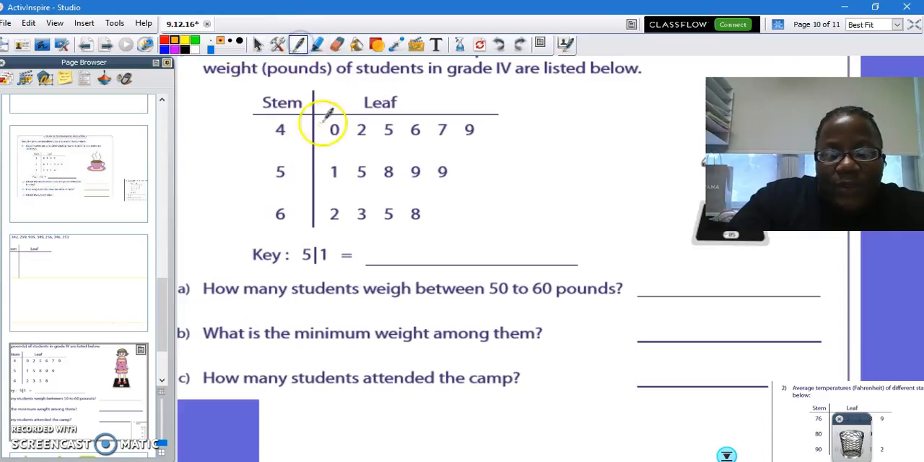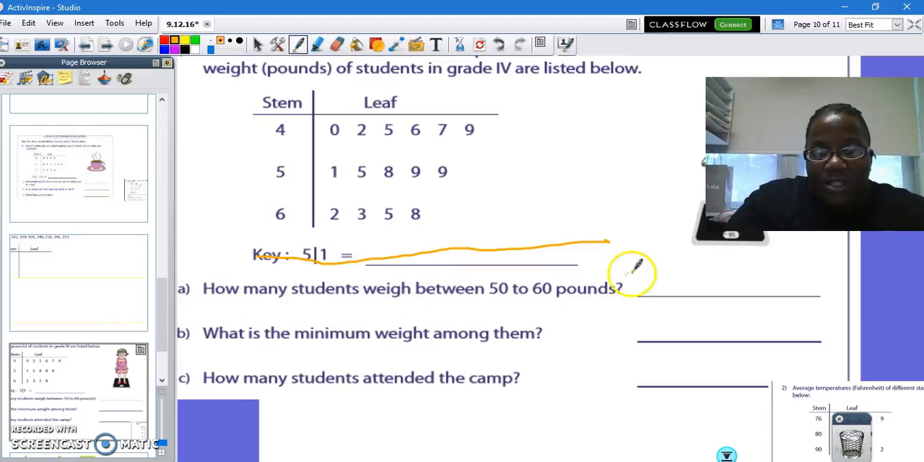So if you look at this, here are the students that weigh in the 40s, the 50s, and the 60s. Don't worry about this key thinker right now. Question number 1. How many students weigh between 50 to 60 pounds? Okay? So not 500, 50. 50 to 60 pounds right here.